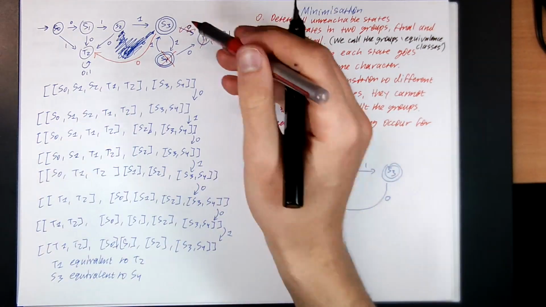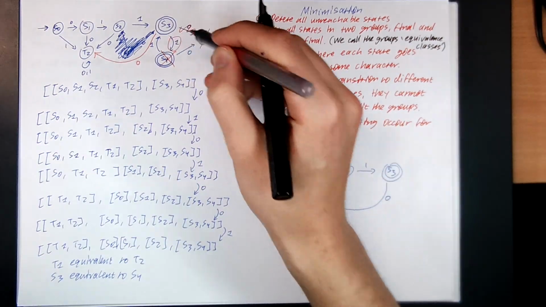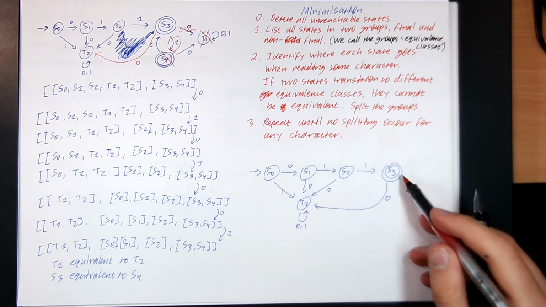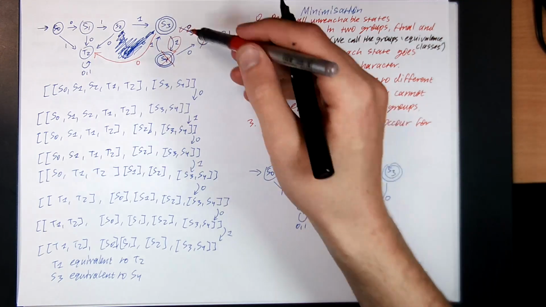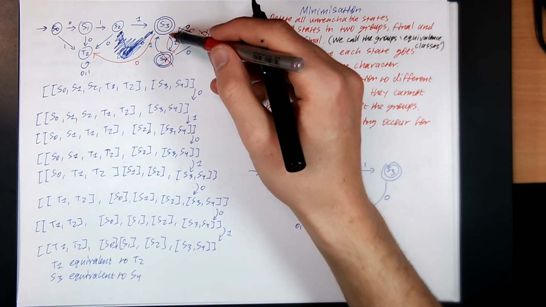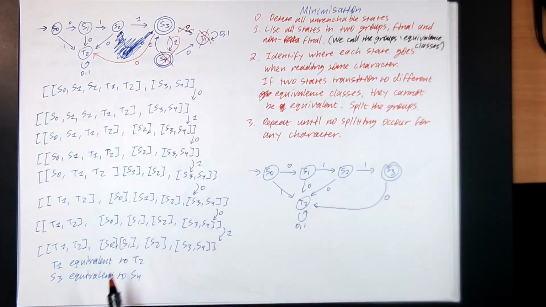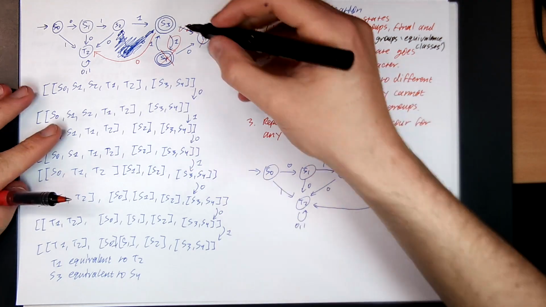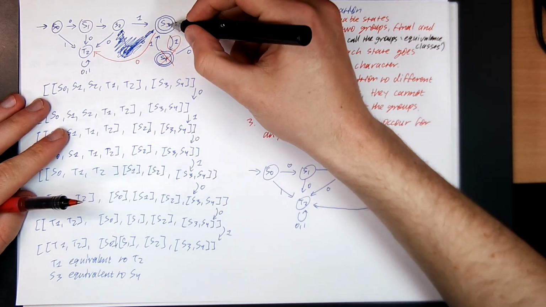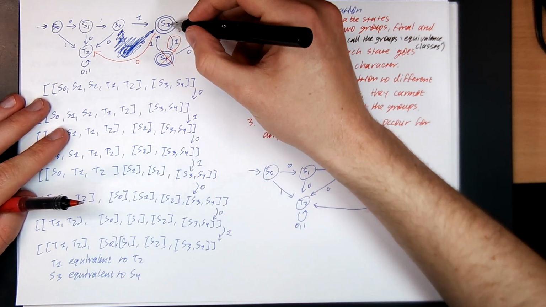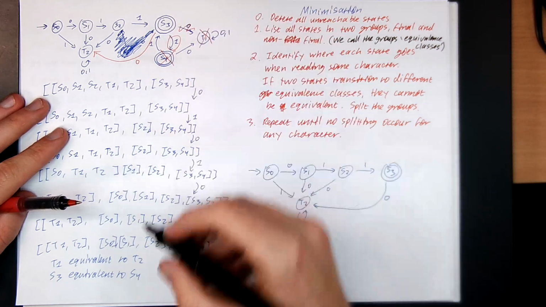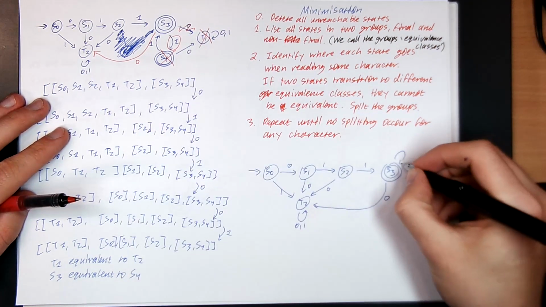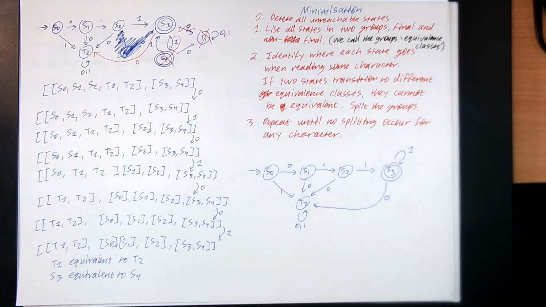What other arrows need to be fixed? This arrow here, because if I'm in S3 and I read a 1, I don't know where to go. So S3 under a 1 goes to S4. What state was equivalent to S4? S3 was equivalent to S4. So that means I can take this arrow, instead of S3 going to S4, I'll make S3 go to an equivalent state to S4, namely itself. And there we go. That is my new minimized DFA.